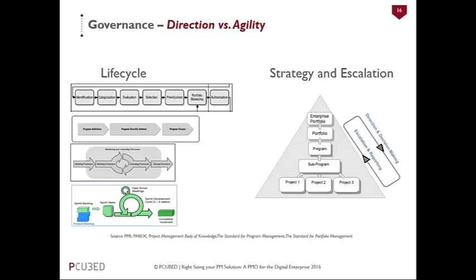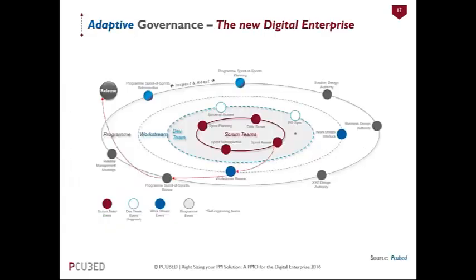So one thing on there, as you're trying to scale back and forth between direction and agility, one of the things that we're seeing is this new buzzword called adaptive governance. And this is really more about flexibility, whatever it takes to get the job done.